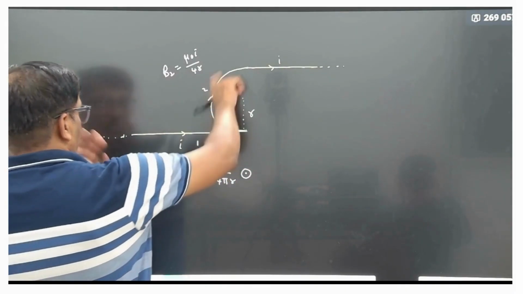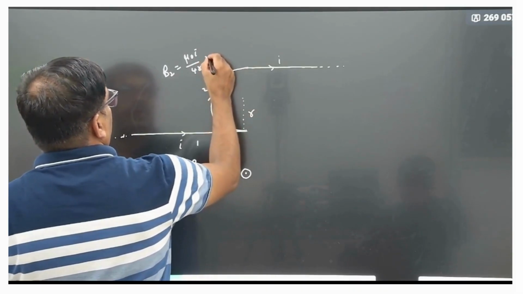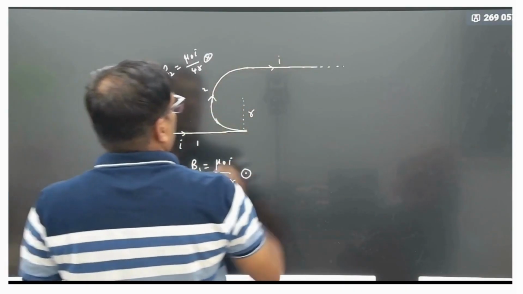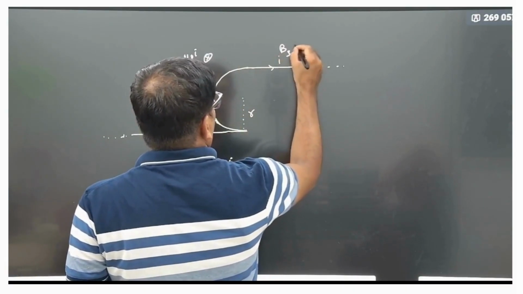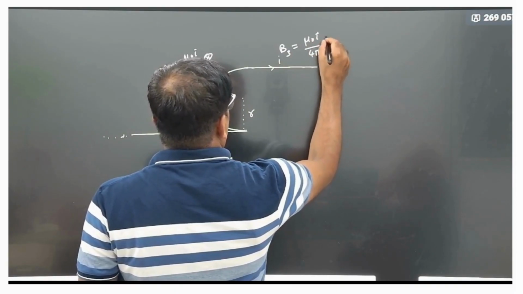This is a semicircular coil. Therefore the semicircle, right, it is inside. So due to this one, it is inward. So B3, how much now? Mu naught I by 4 pi r, it is into the board.